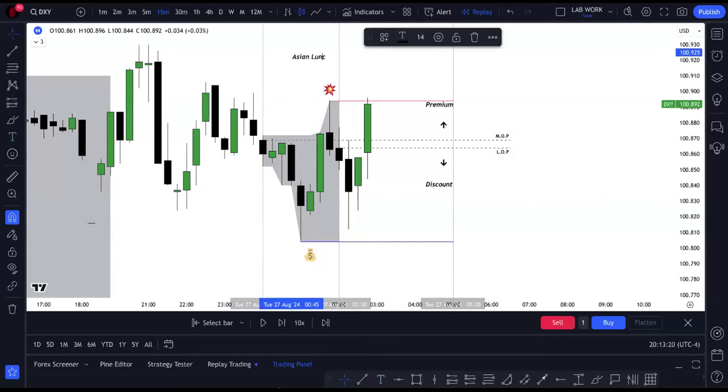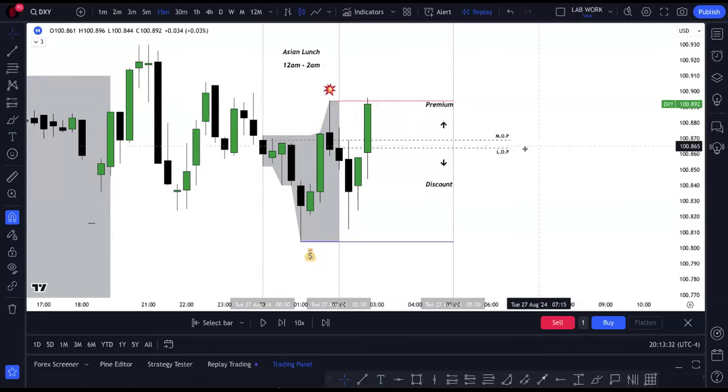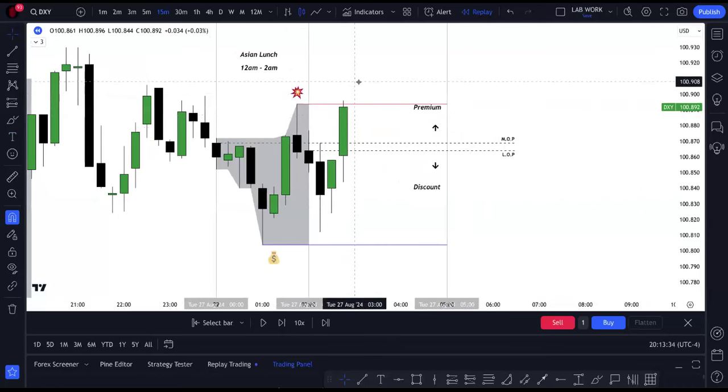So it's 12 a.m. to 2 a.m. No trading is permitted in this time period. I wouldn't recommend it. That's all I got to say about that. I would recommend you trade the London or the kill zone.